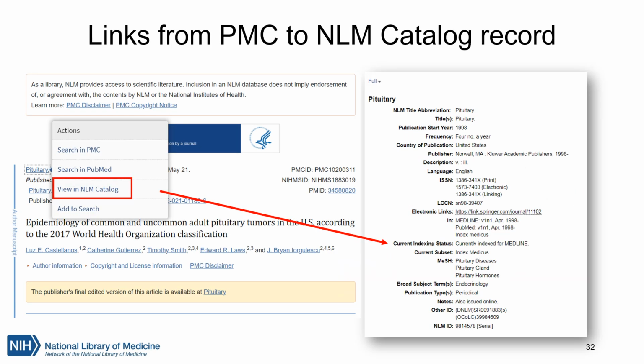To navigate to the NLM catalog from a PMC record, click on the journal title in the top left and select View in NLM Catalog from the drop-down menu. Check the current indexing status to learn more about the indexing status and why you may be seeing this article in PubMed or PMC.